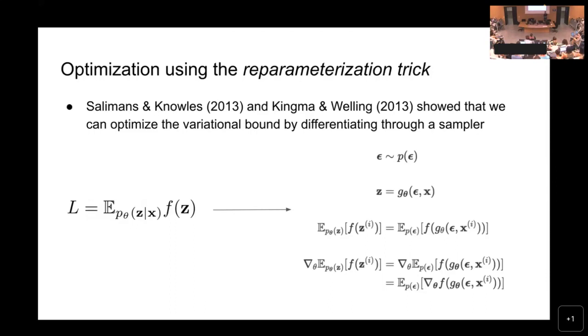So this is a trick that in the statistics and econometrics literature probably has been used for like 30 years. But in machine learning, this was very new at the time, and this really enabled this model class to be trained.